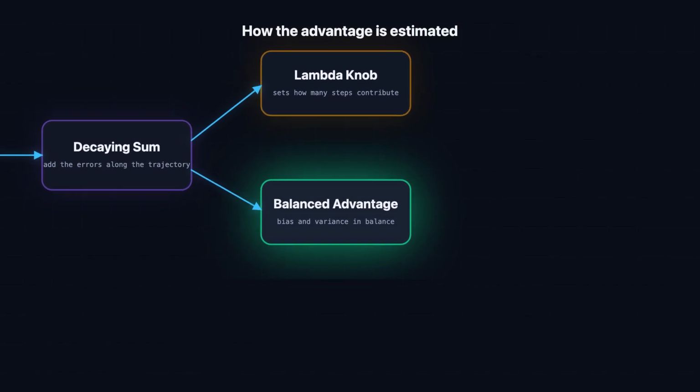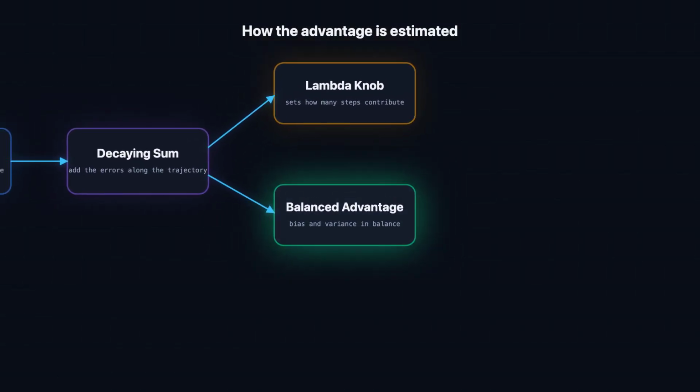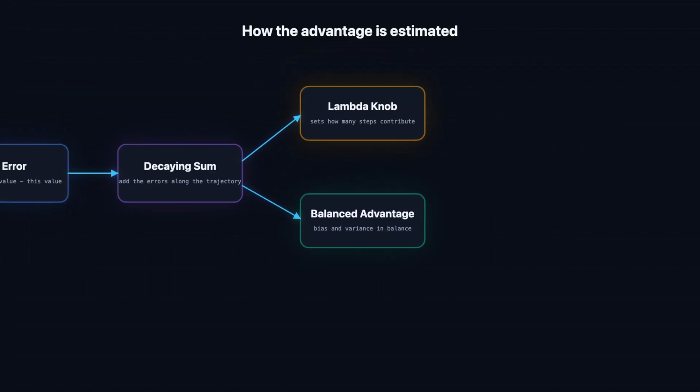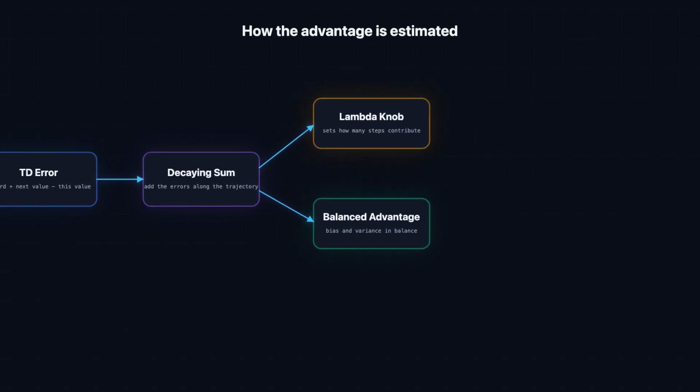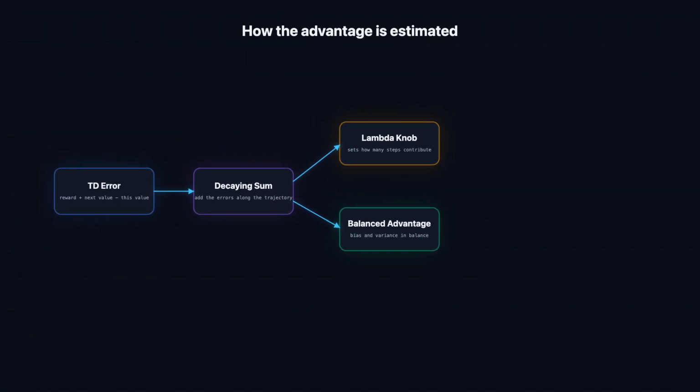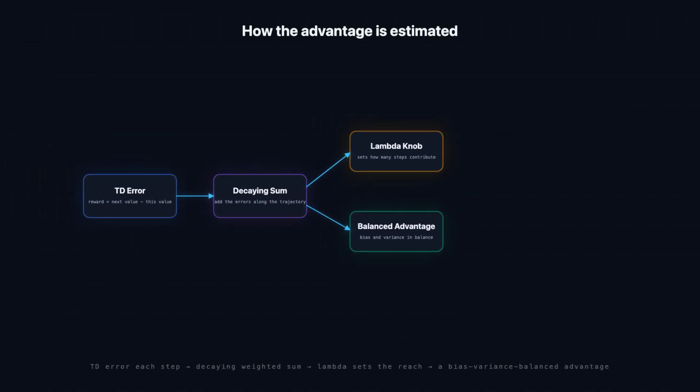And out the other end comes the advantage estimate, a number saying how much better this action was than average, with bias and variance deliberately balanced. Because it's just a decaying sum of quantities you already computed, it's remarkably cheap, one backward pass and you're done.